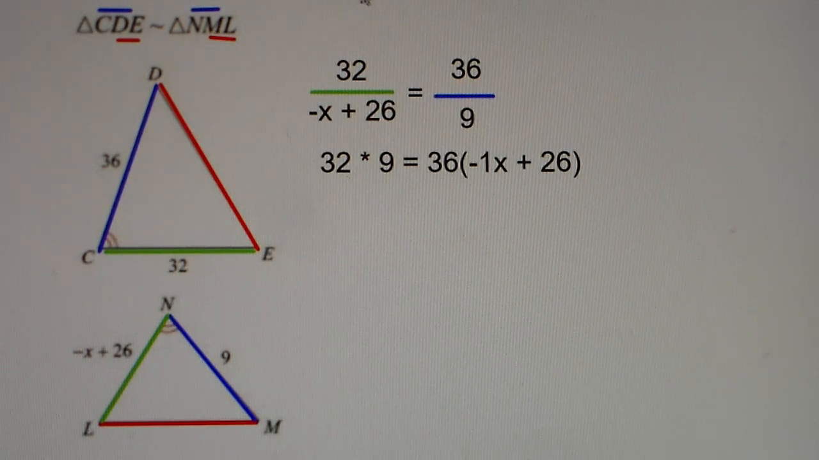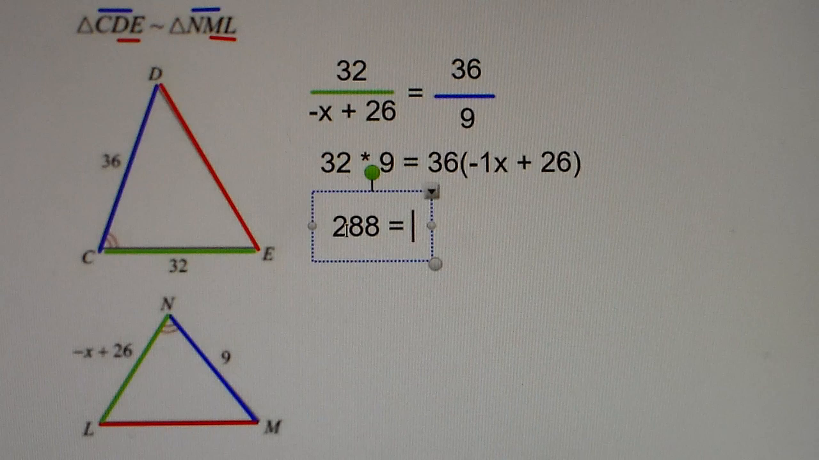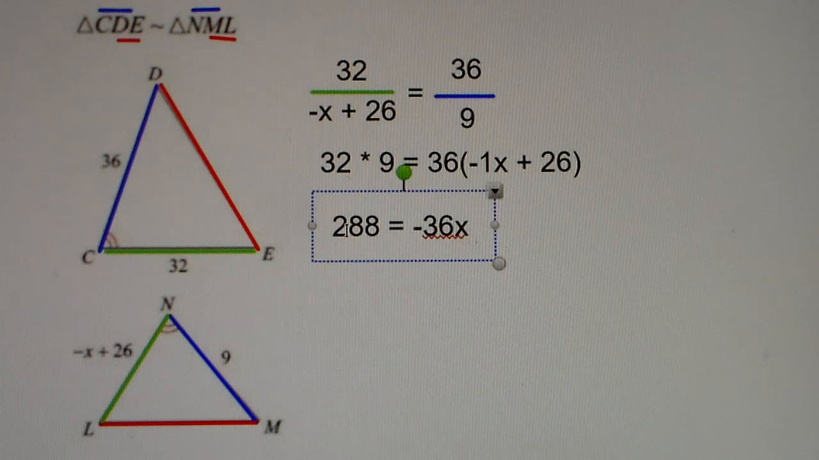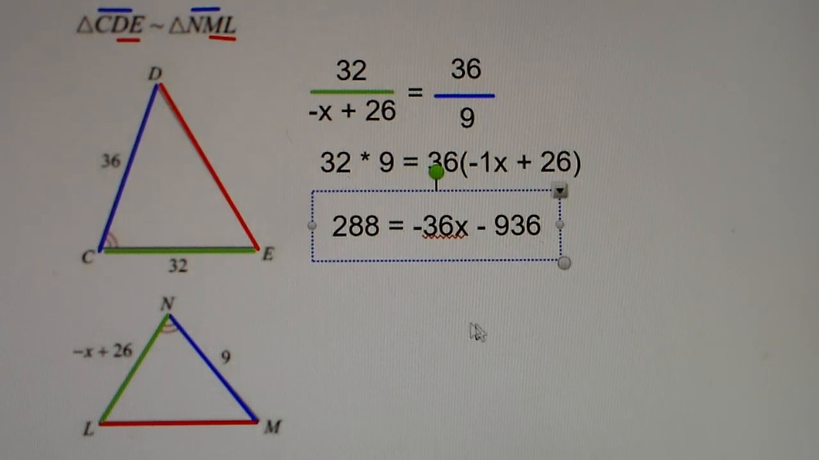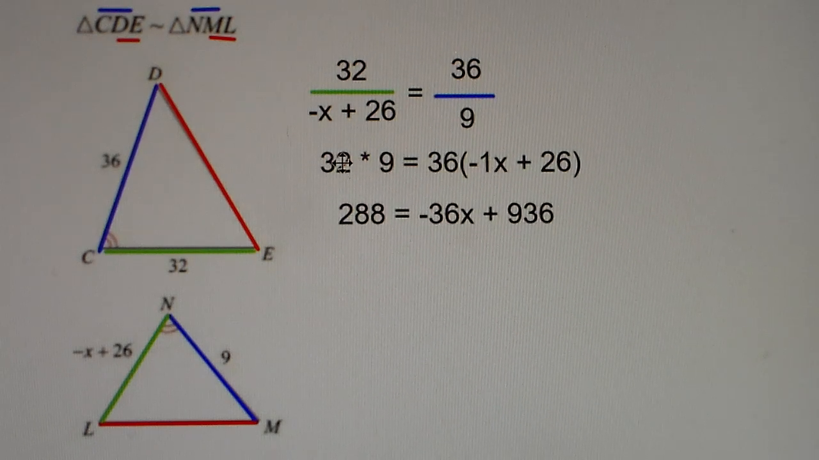Next, we got to distribute it out. Or let's first multiply. So 32 times 9, we put that in a calculator. We get 288. And that's equal to, well, 36 times negative 1 is negative 36x. And then 36 times 26, we put that in the calculator. We get 936. Let's put a plus sign, because positive times a positive gets you a positive. So that's our next line. So we distribute it on the right-hand side, and we just multiply it out.